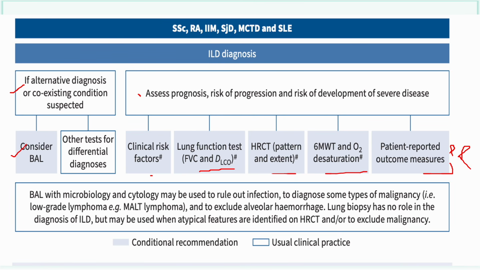Now, patient reported measures have gained momentum in this guideline paper, and they talk about how the patient is faring with the disease, what is the patient's perception. Again, there's a note that BAL with microbiology and cytology can be used to rule out infection, malignancies, and exclude alveolar hemorrhage, but lung biopsy should not have any role in diagnosis unless you have atypical features where you are not clear on your diagnosis.